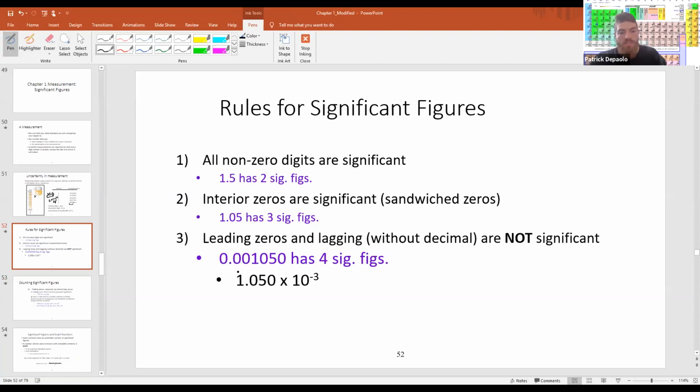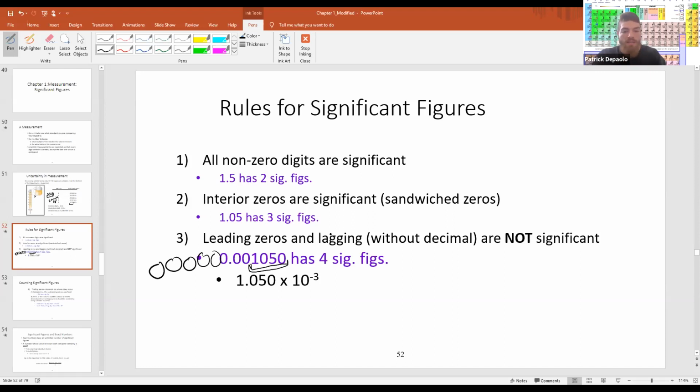Okay, so in this number, 0.001050 has 4 sig figs, right? Only here, not these. These are not measured. They are just placeholders. If I put another 0 here, I can put as many zeros as I want. It doesn't change this measurement at all. It doesn't make it more precise, less precise, or do anything to it. It's the exact same measurement. Therefore, whatever zeros I put in front are not significant.